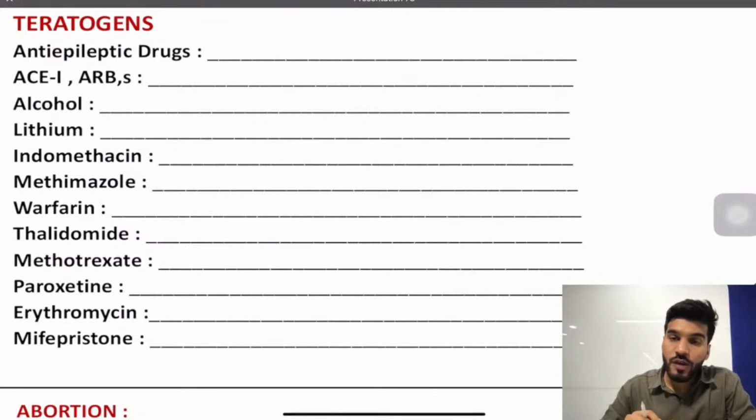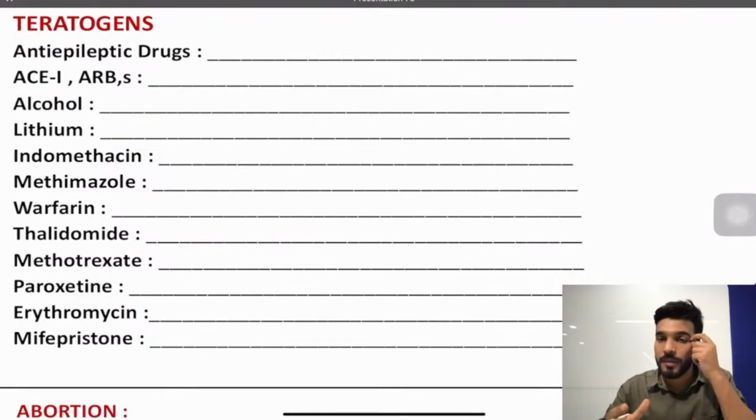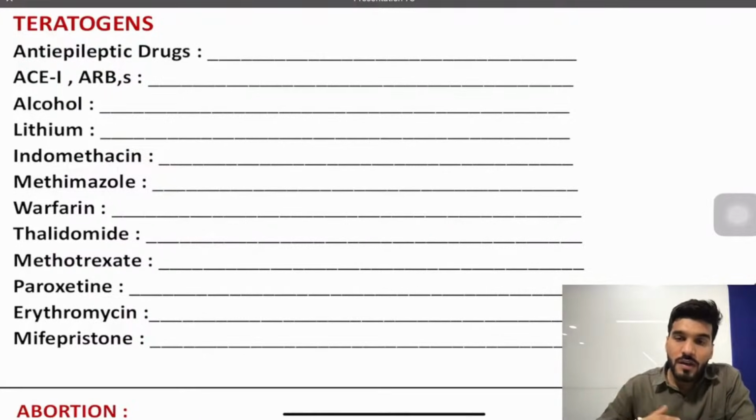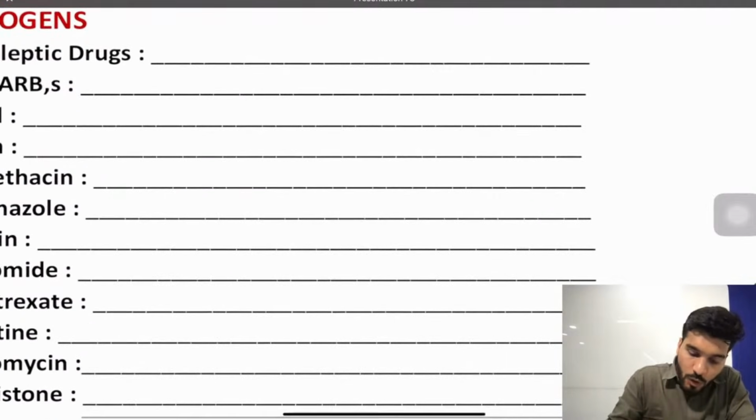Now starting with the first drug, anti-epileptic drugs. If we talk about anti-epileptic drugs, which drug has a teratogenic effect, you already know, phenytoin and valproate. If we use phenytoin and valproate in pregnancy, what side effect will they cause? Write down. They cause fetal hydantoin syndrome.